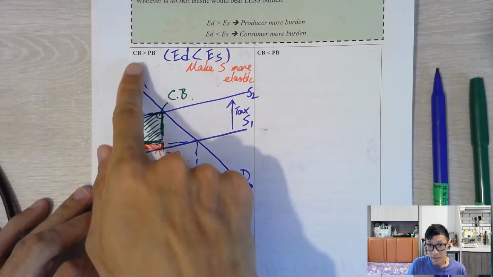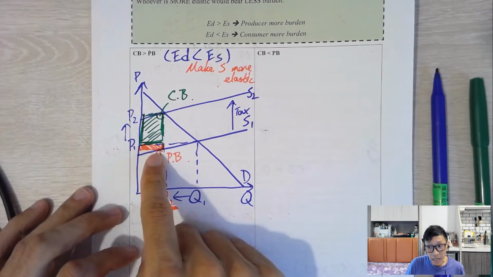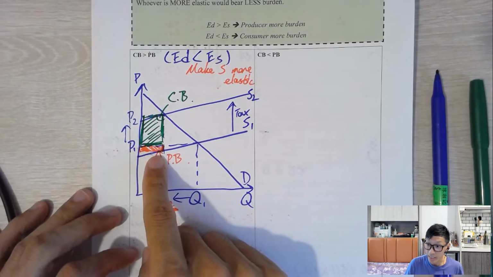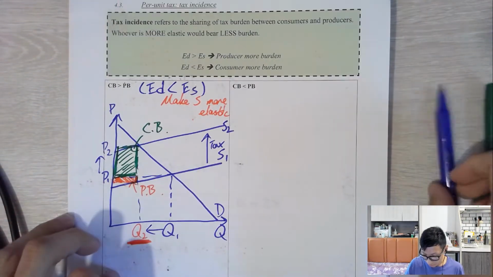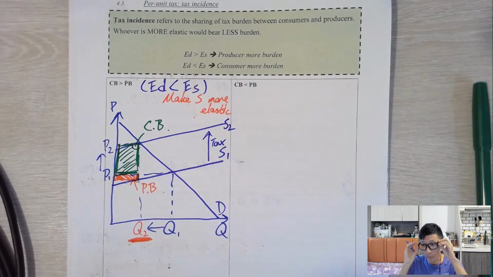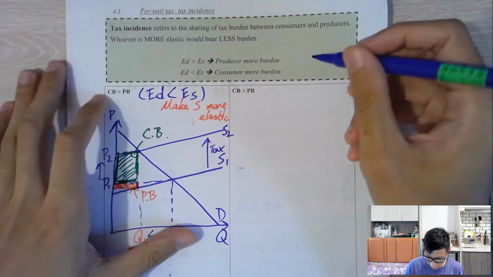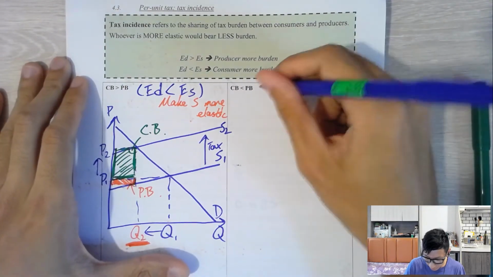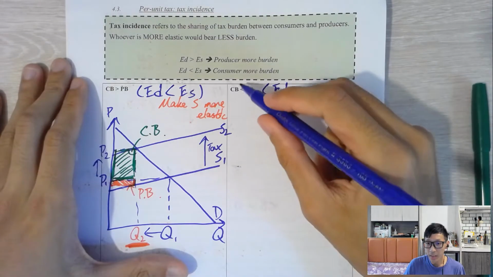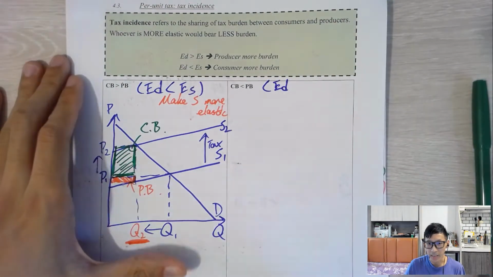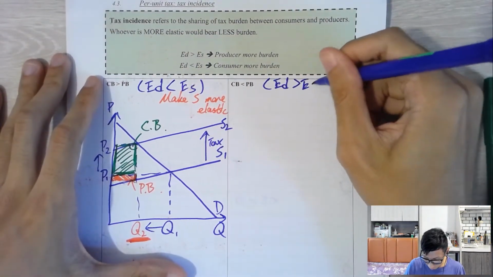Check 一次先, CB 大過 PB, clearly, right? 而家好明顯啦. Okay, 得唔得? So, let's try the next one. Now, I suggest if you want to take the challenge, try it by yourself first before you continue watching the video. Okay? 嗱，另一個咧有啲難畫噶. Now, which means this time, since CB consumer eats less, it should be more elastic.